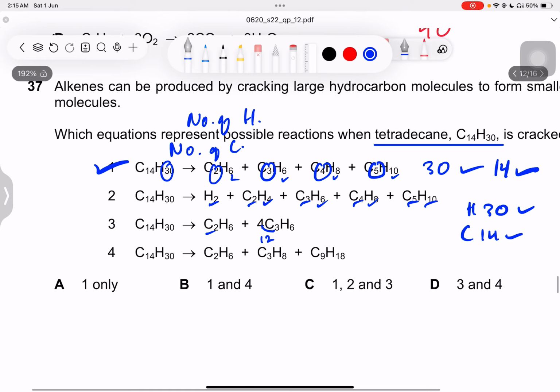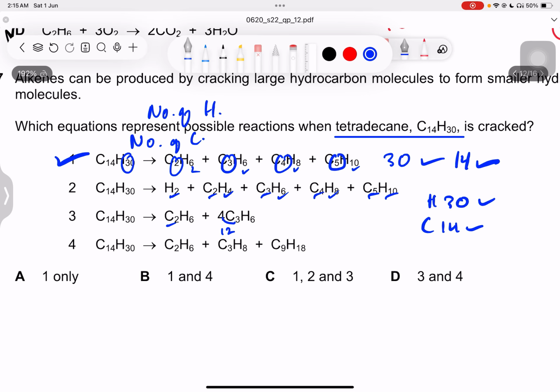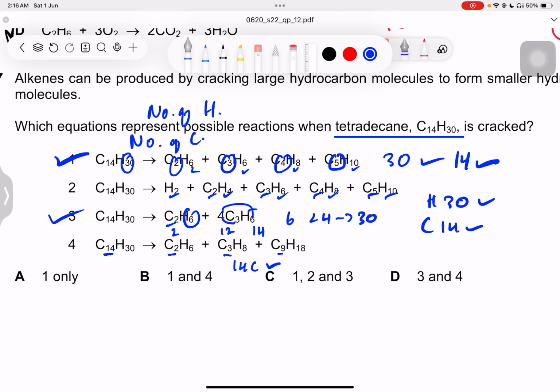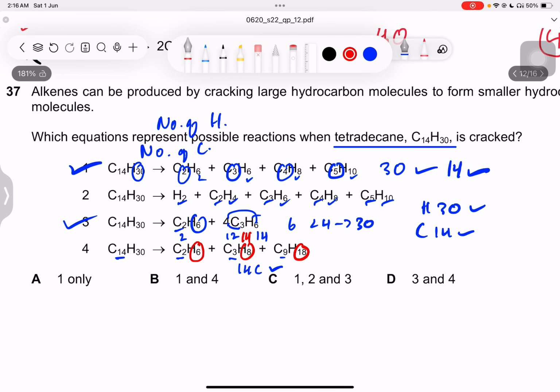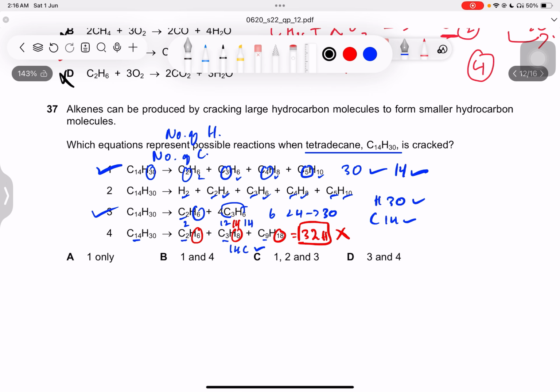So, okay, 12 carbons over this side and 2 carbons over this side, so 14 carbons, good. 6 hydrogens and 4 sixes are 24, again 30 hydrogens, so correct. Let's look at 4, 14 carbons, so 2, 3, 5 and 9, 14 carbons, correct. As for hydrogens, we have 6, 8, 14 and 18, so this gives us 32 hydrogens, which is not correct. So 1, 2, and 3, option C is correct.